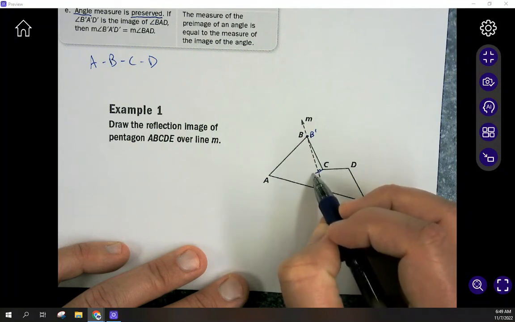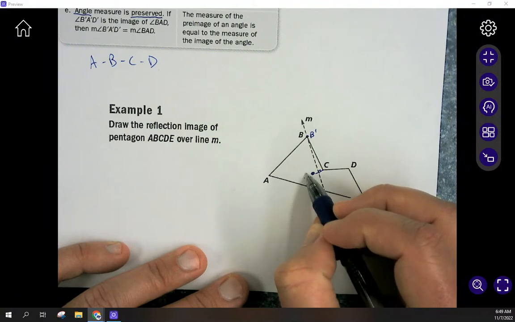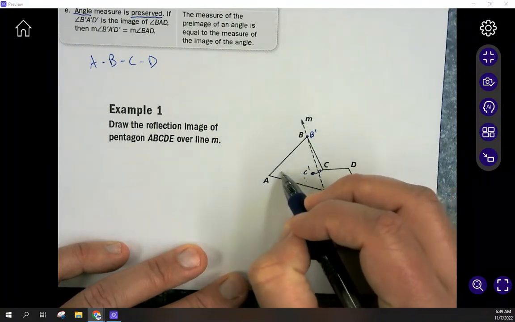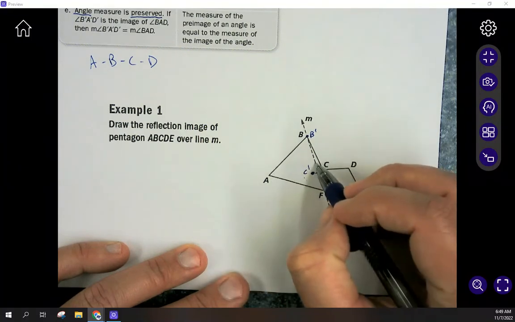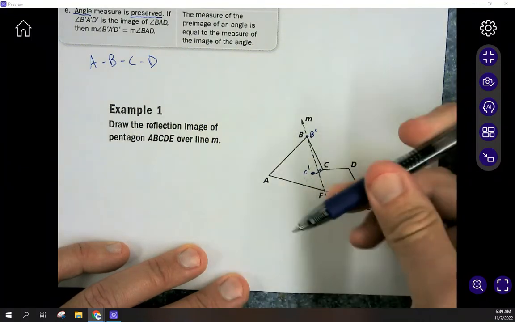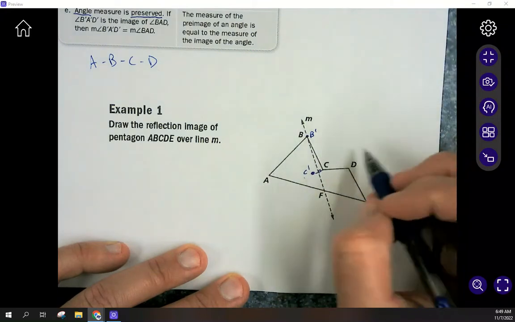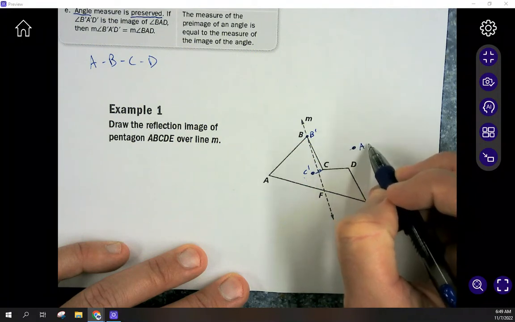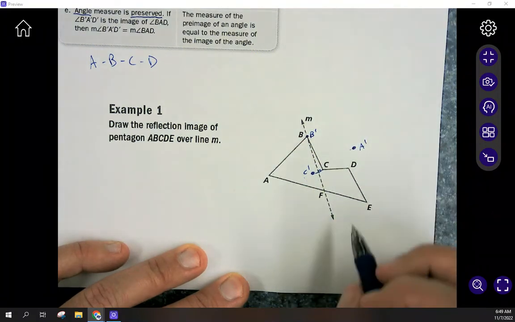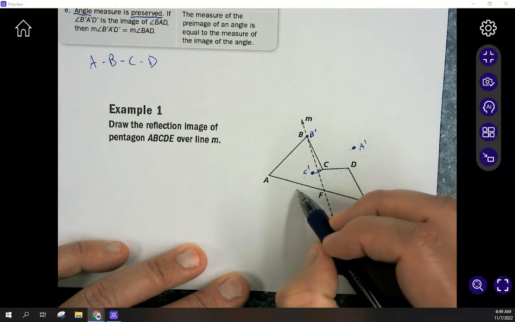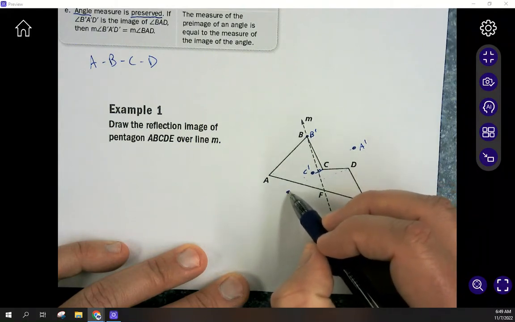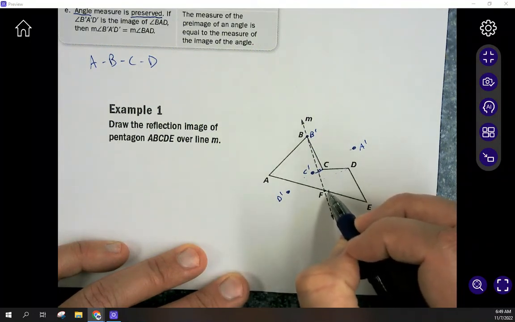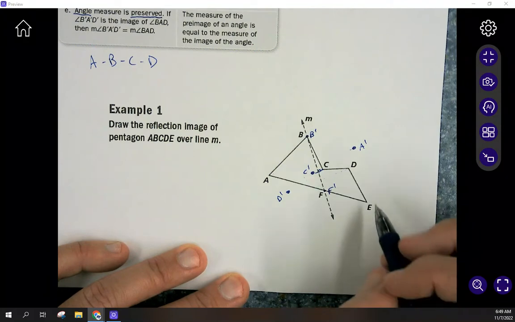So I'm going to put the image of C right here. A would have to go 90 degrees to the reflection line, and then the same distance as best you can on the other side. I'm not going to make this perfect right now, but it would be somewhere out here. Same thing with D, straight to that line, same distance on the other side, somewhere out here.